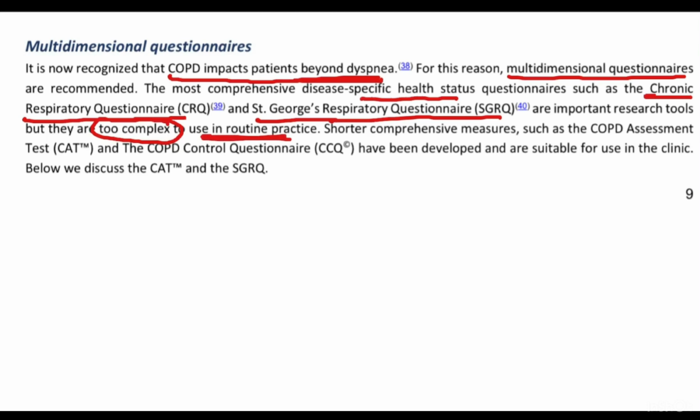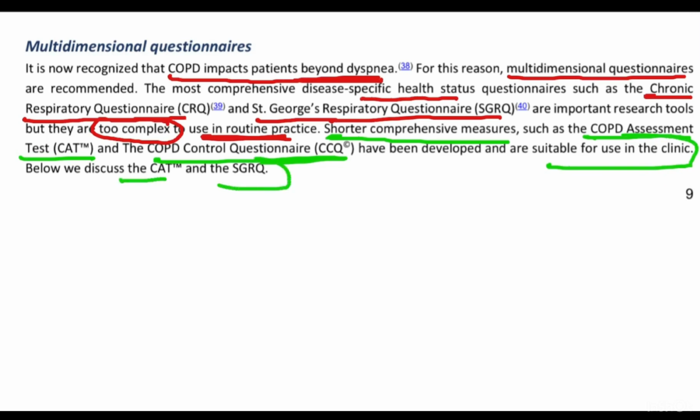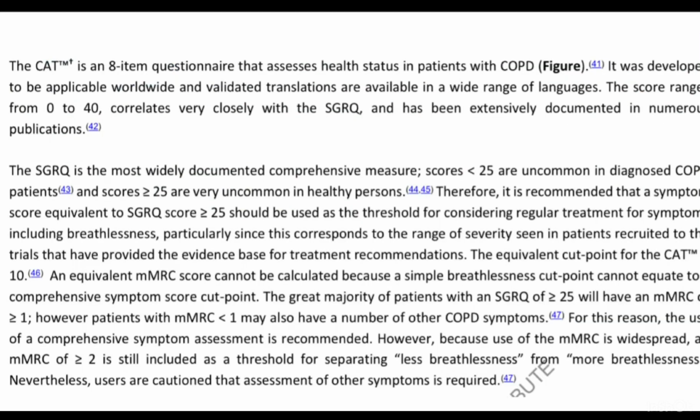So they are telling us that shorter comprehensive measures, such as the COPD Assessment Test, which we have already discussed in a previous slide, CAT, and the COPD Control Questionnaire, CCQ, have been developed and are suitable for use in the clinics. Now we will discuss the CAT questionnaire and SGRQ, St. George's Respiratory Questionnaire, in the next slide. So what is the CAT questionnaire? We have already discussed the CAT questionnaire.